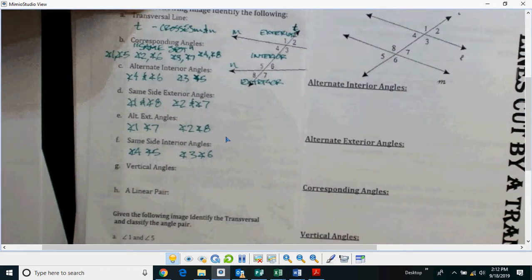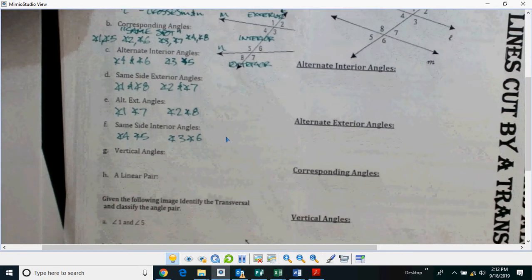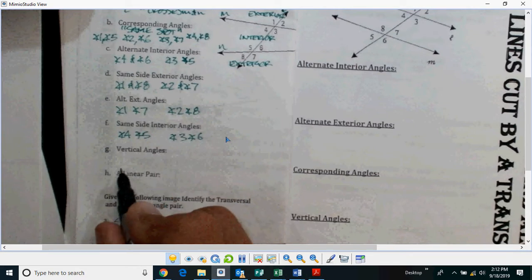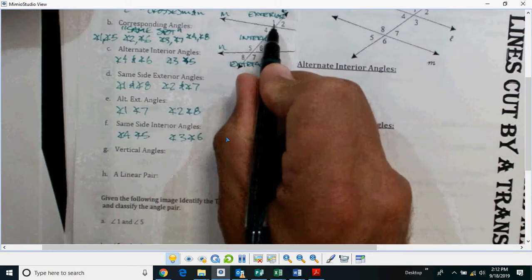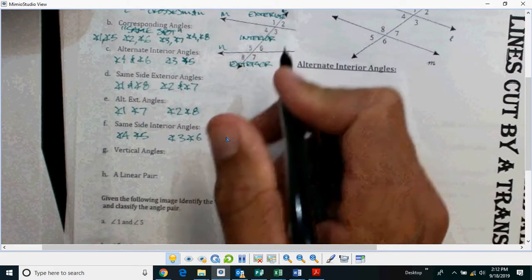What are vertical angles? Give me one from the top, one from the bottom. I'm not joking. Which are the vertical angles? So 1 and 2? Are 1 and 2 vertical? Oh, no. 4 and 2 are.